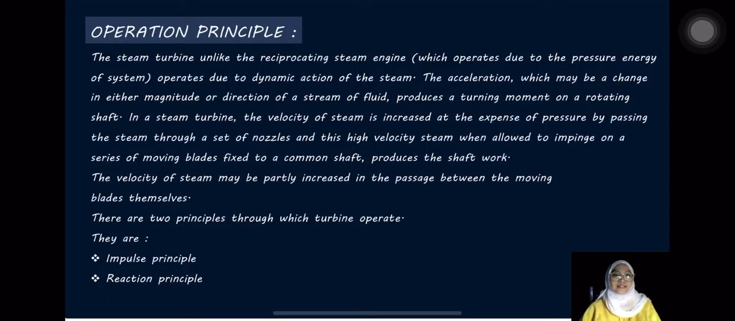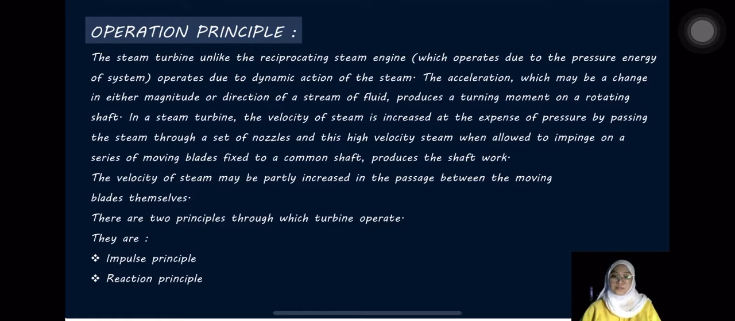Operation principle. The steam turbine, unlike the reciprocating steam engine which operates due to the pressure energy of steam, operates due to the dynamic action of the steam. The acceleration, which may be a change in either magnitude or direction of a stream of fluid, produces a turning moment on a rotating shaft. In a steam turbine, the velocity of steam is increased at the expense of pressure by passing the steam through a set of nozzles, and this high-velocity steam, when allowed to impinge on a series of moving blades fixed to a common shaft, produces the shaft force. The velocity of steam may be partly increased in the passage between the moving blades themselves.